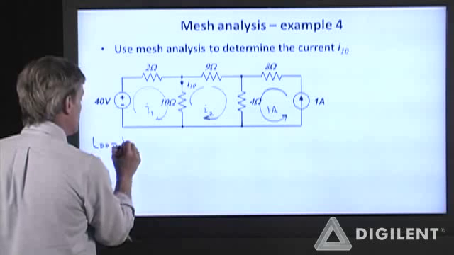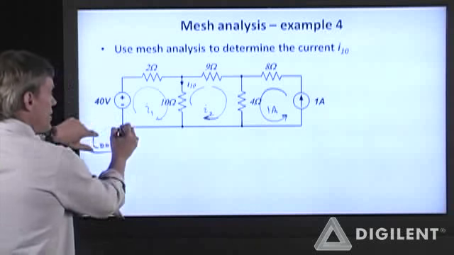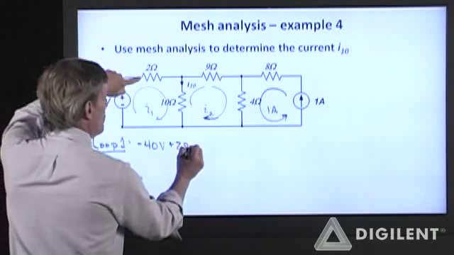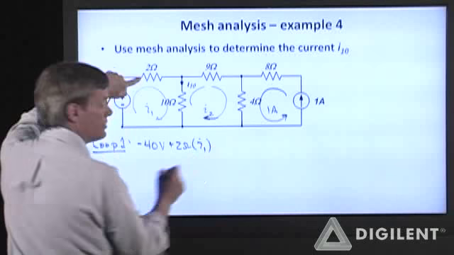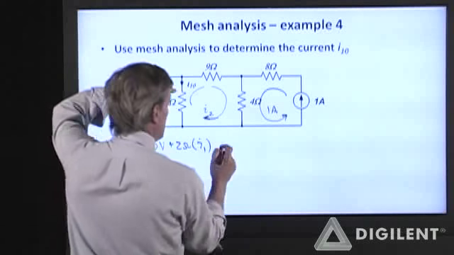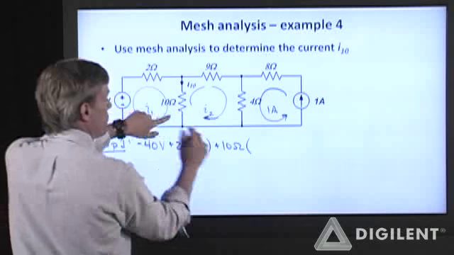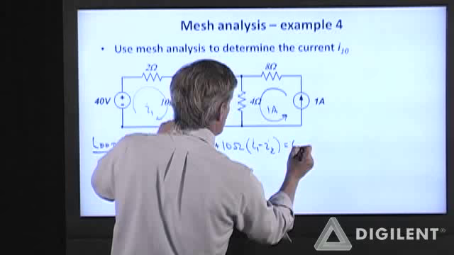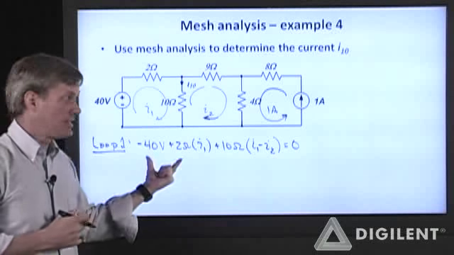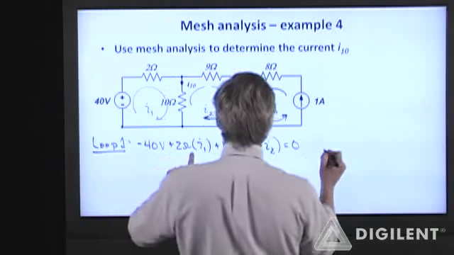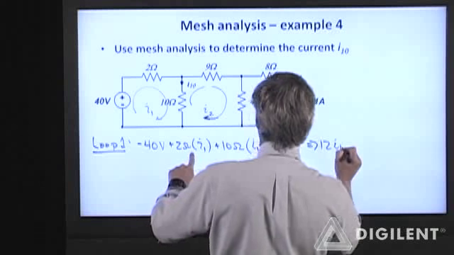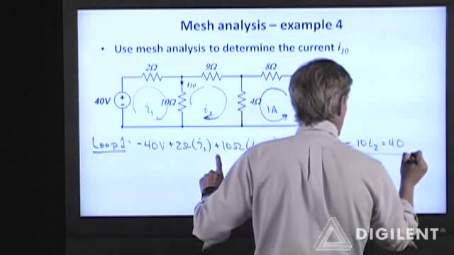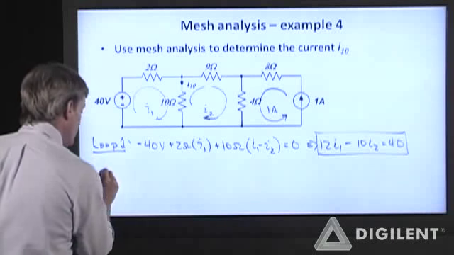So loop 1, starting down here, I get a negative 40 volts plus 2 ohms times I1, which is the only current going through that resistor, plus 10 ohms, which has both I1 in a positive direction and I2 in a negative direction. That brings me back to my starting point. It's 0. So 12I1 minus 10I2 is equal to 40. That's my first equation.